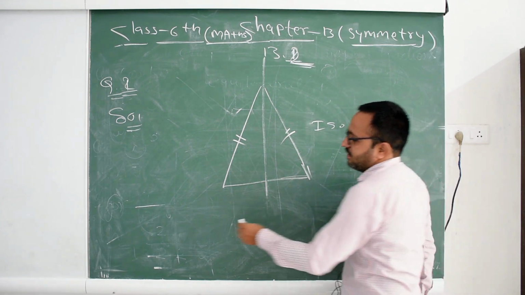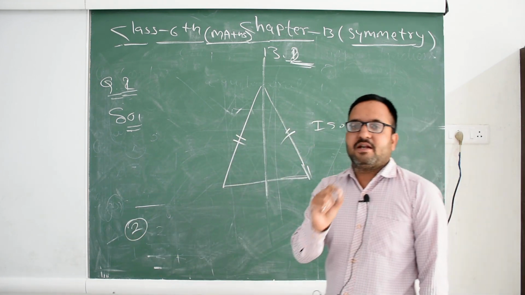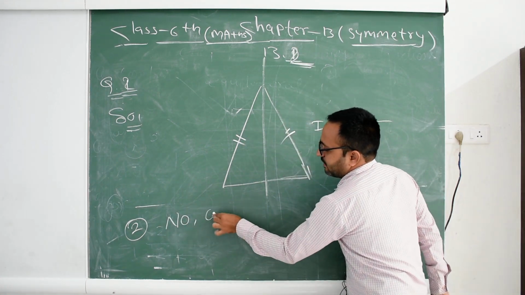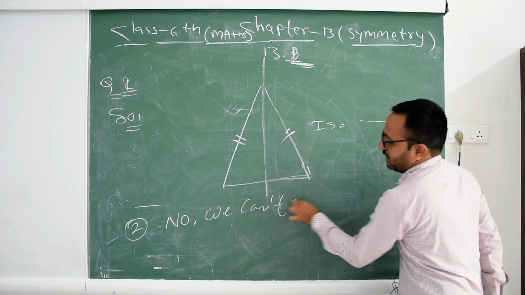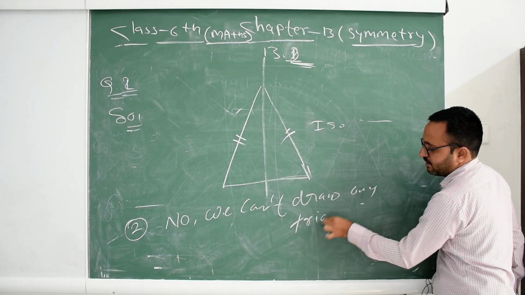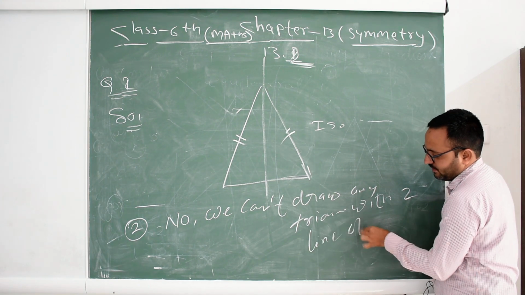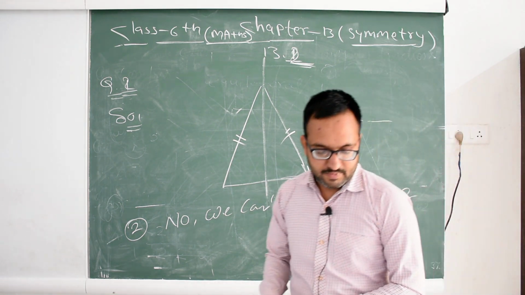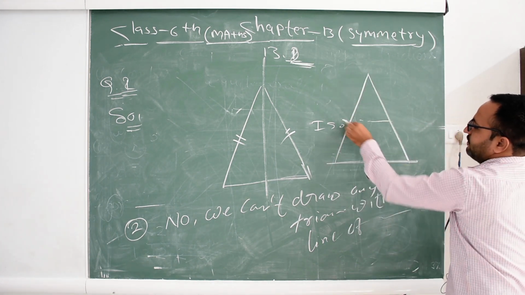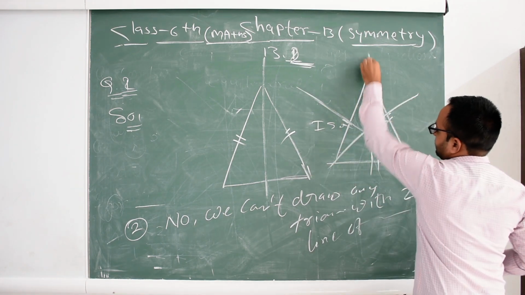Okay, can we draw any triangle with two lines of symmetry? No, we can't draw any triangle with two lines of symmetry. But for three lines of symmetry we have an equilateral triangle. If all three sides are equal, we can draw three lines of symmetry.